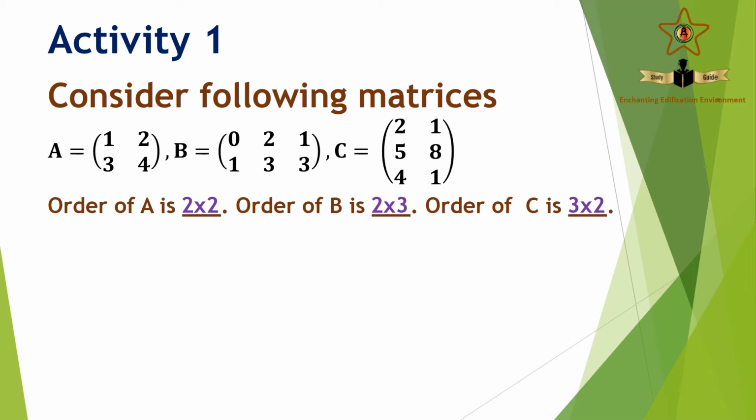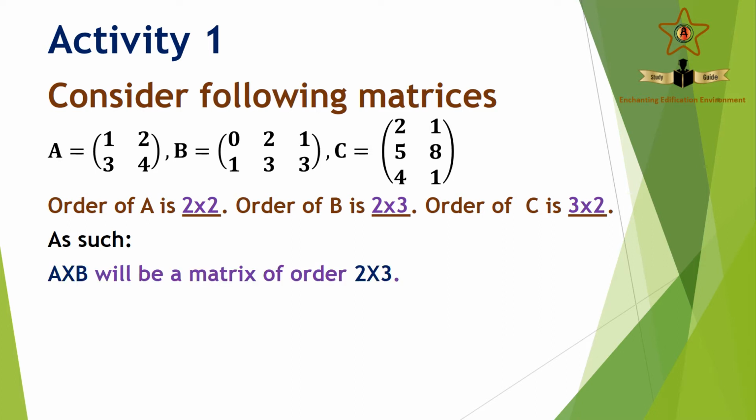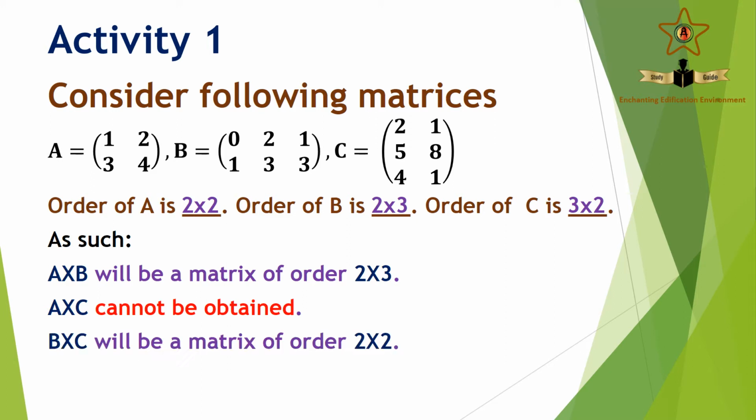Now we will consider how these matrices can be multiplied. We can multiply matrix A by matrix B. So the order of the answer, or the resultant matrix, should be 2 by 3. We cannot multiply matrix A by matrix C because the number of columns in matrix A and the number of rows in matrix C doesn't match. We can multiply matrix B by matrix C, and the resultant matrix, or the answer, will be a 2 by 2 matrix.